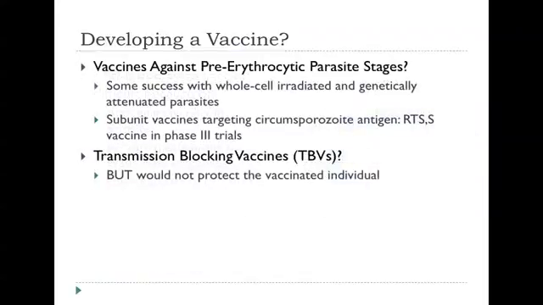So basically there are two options that are being looked at. One is looking at pre-erythrocytic parasite stages, looking at the sporozoites and targeting a particular antigen, the circumsporozoite antigen. These subunit vaccines are now in phase 3 trials, this so-called RTS,S vaccine. Another option is that you could target the gametocytes. Now the gametocytes are the things that the mosquito is just about to suck up and get infected with, and then the mosquito gets infected and then infects someone else.